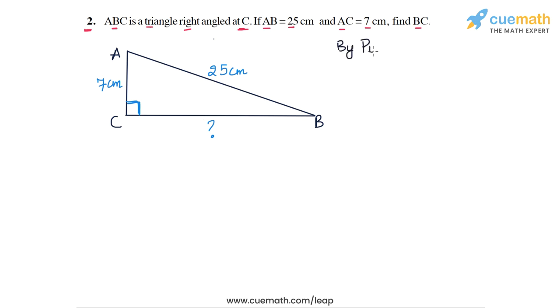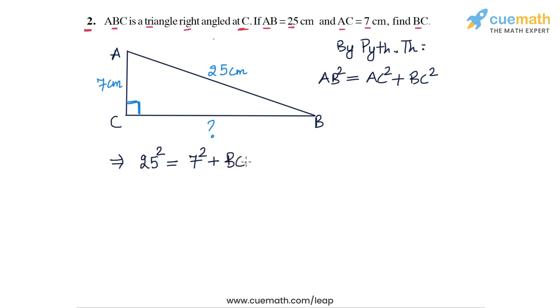So by the Pythagoras theorem, what will we have as the relationship between the three sides? The square of the hypotenuse, so AB square, must be equal to AC square plus BC square. Let's apply this and find the length of BC. AB square is 25 square. So we get 25 square is equal to AC square, or 7 square, plus BC square. BC we don't know, so we'll write it as BC square.